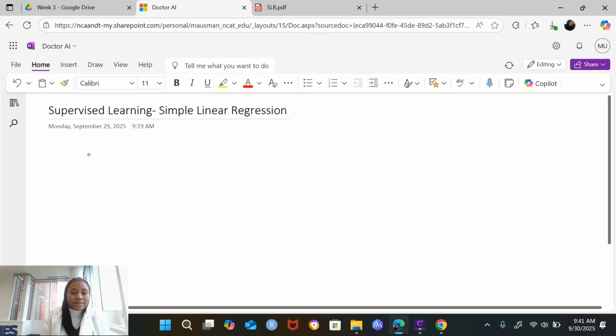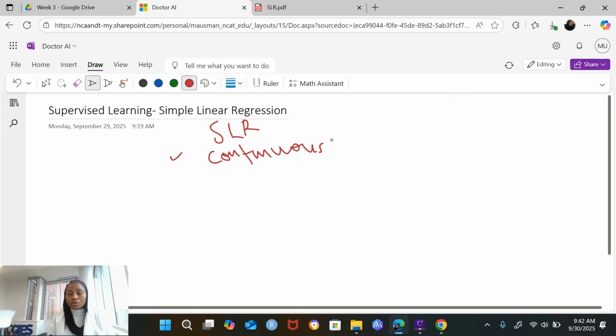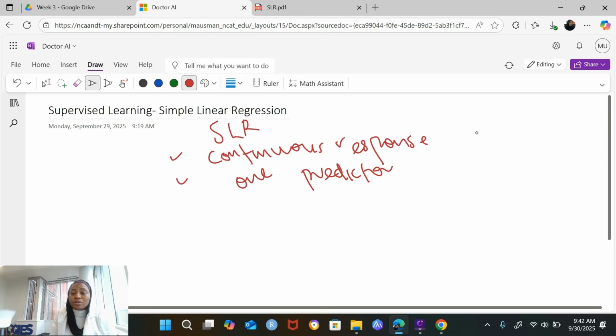All right, so when we say simple linear regression, let's say SLR, and then we said under that we want to look at a continuous response variable, and then we are going to have just a single predictor. So that means we're going to have a single y and we are going to have a single x.